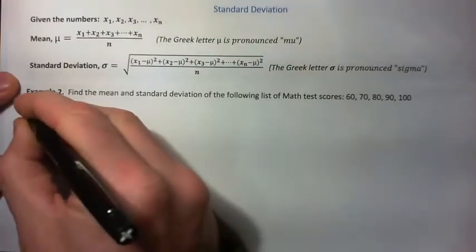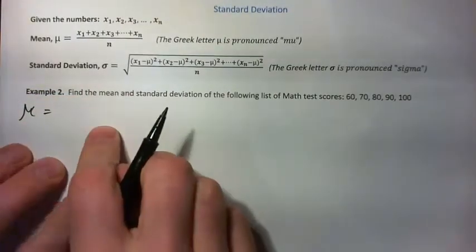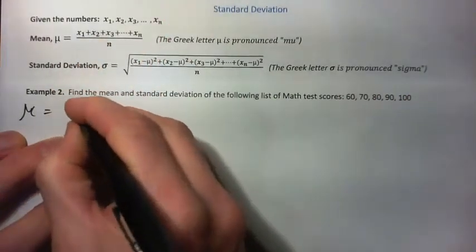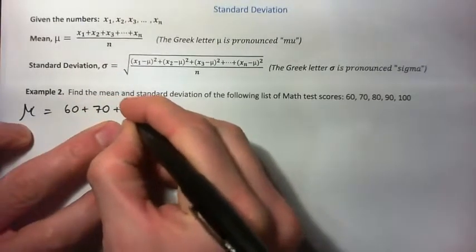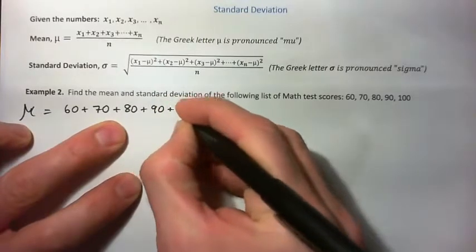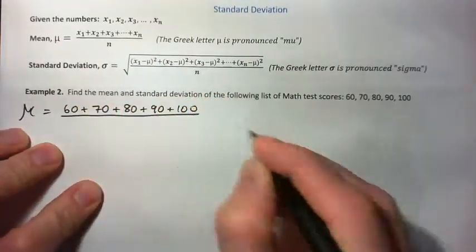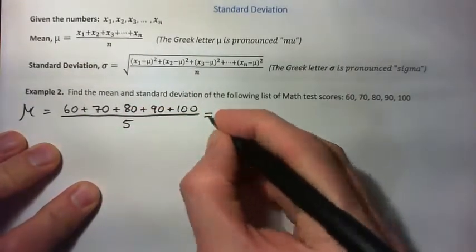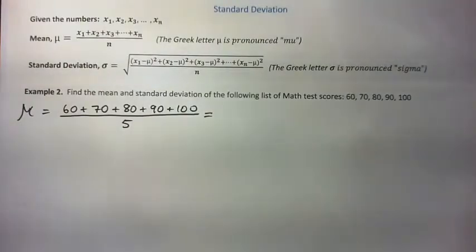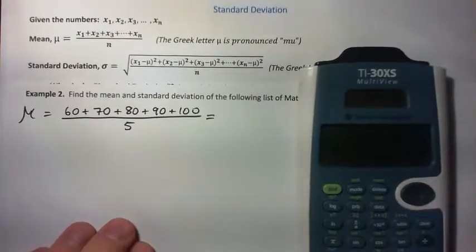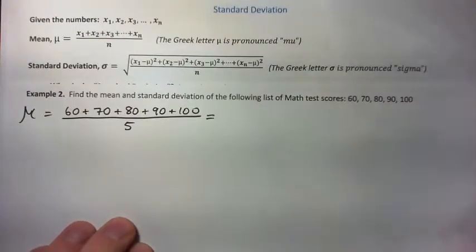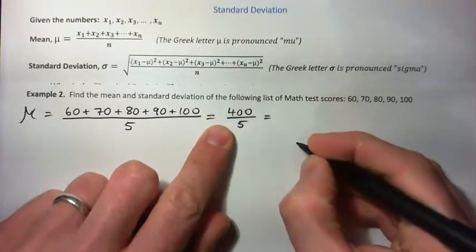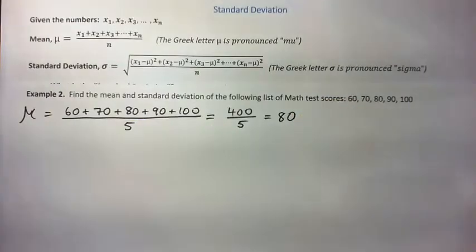Mu equals, we add up all the numbers, x1 plus x2 plus x3, 60 plus 70 plus 80 plus 90 plus 100, and we divide by n, how many there are, 1, 2, 3, 4, 5. Okay, and you can do that in the calculator, 60 plus 70 plus 80 plus 90, so add up the top. You should get 400 divided by 5 gives 80, right?